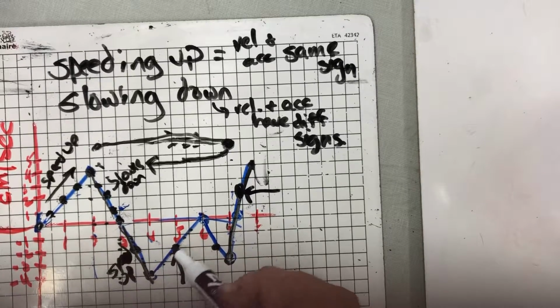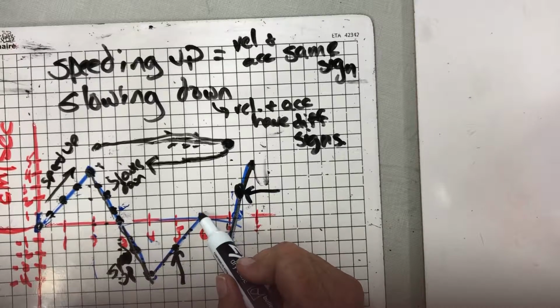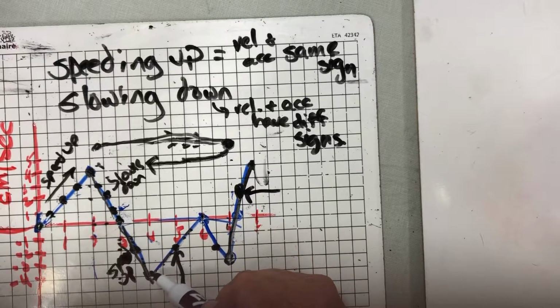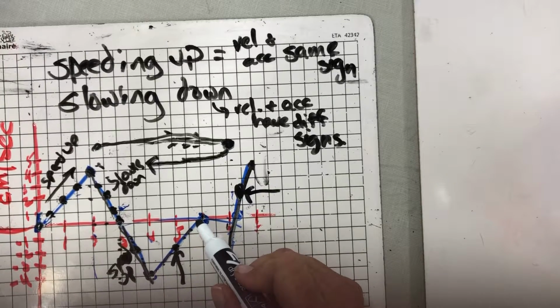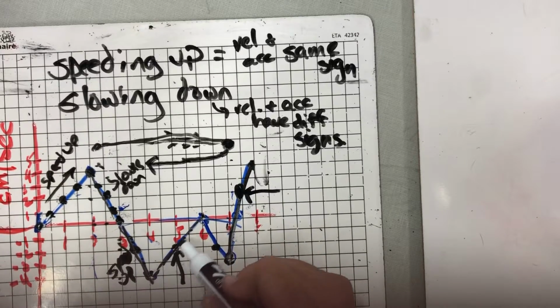Here I would be slowing down because I'm moving to the right, but my slope is positive. No, I'm speeding up. I'm sorry. Did I say speeding up? Yeah, I'm speeding up here. No, I'm not. I'm slowing down. I have negative velocity.